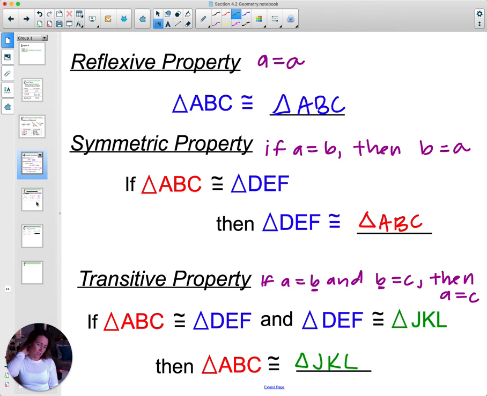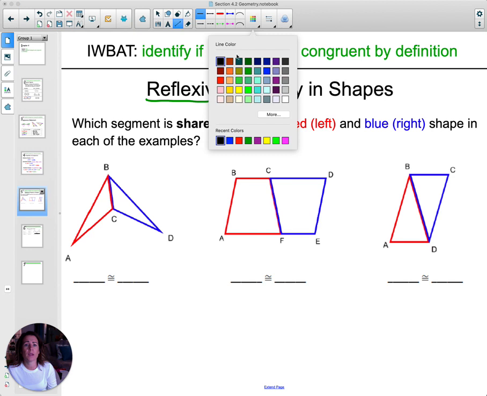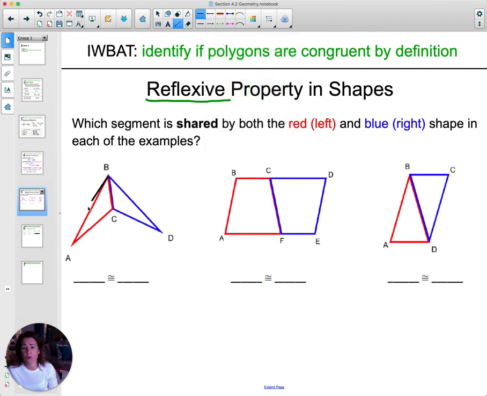So what's this going to look like when we start using it with geometry, okay? So we end up with the reflexive property is the biggest one that we'll see, okay? So reflexive property we will see a lot in shapes. And what happens is a lot of times our shapes are not going to be two different colors like this, okay? So we'll just end up seeing black lines here instead of red and blue. So your drawing will look like this more, okay, without the color.